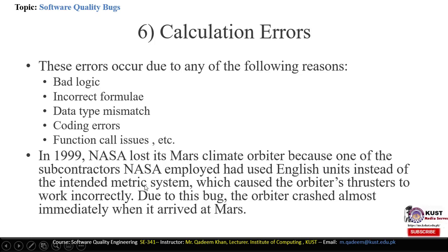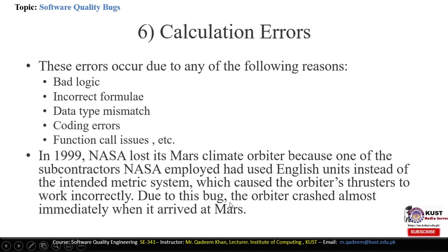As you know, the English units of measurement are yards or feet, while in the US the system of measurement is based on the meter. So they provided all the measurements in English units, but NASA required metric units. That caused the orbiter's thrusters to work incorrectly, because one module's output is the input for another module. That's why the thrusters performed incorrect functions.